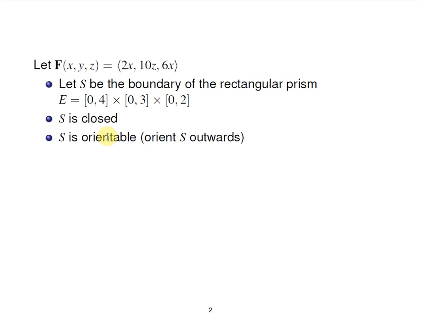You can think of the outside, the part of S which is exposed to the air, and the inside, which is all the stuff that's touching E. If you think of a mailing box, the cardboard that would touch the contents of the box would be the inside. We're going to orient S outward, so all our normal vectors should point outwards away from the rectangular prism, and we will find the flux of the vector field F up here across the surface S.